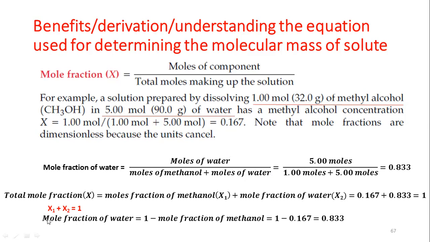Let's suppose I want to calculate the mole fraction of water. So what would be the mole fraction of water? This would be 1 minus x2, so 1 minus the mole fraction of the methanol. It doesn't matter whether you take x1 or x2; it will remain 1 minus the mole fraction of the other component. When you subtract the mole fraction of methanol, 0.167, from 1, you get the answer 0.833.